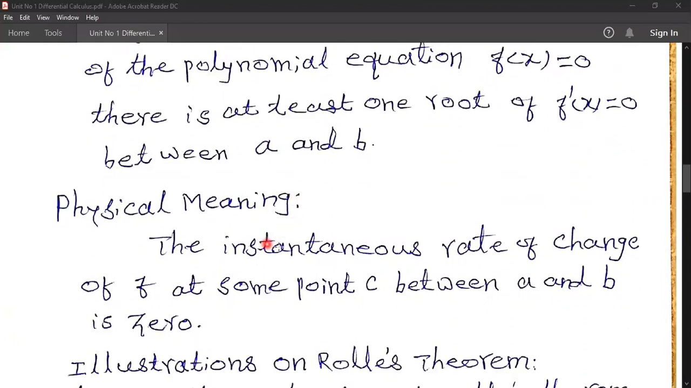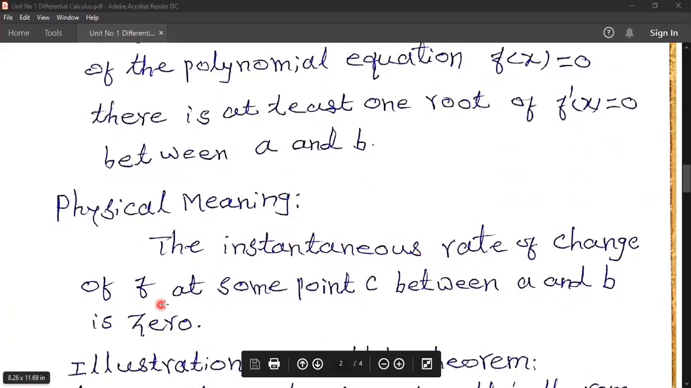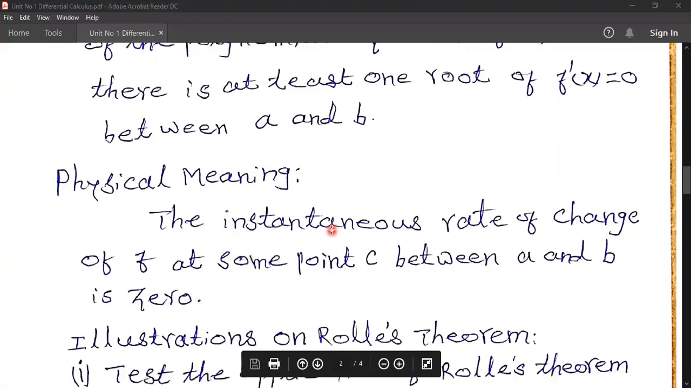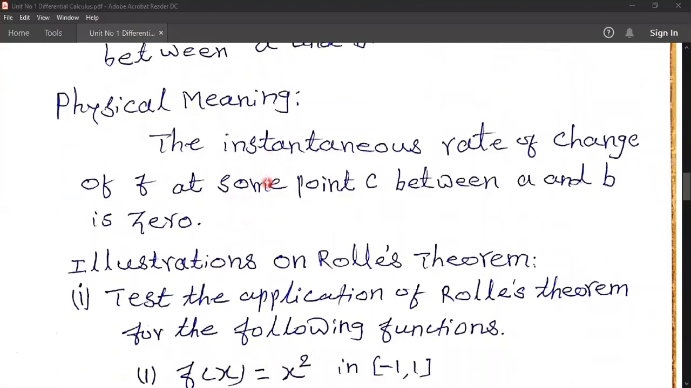The instantaneous rate of change of f at some point c between A and B is 0. So this may be applied when you go for finding either the velocities or the accelerations of moving points at any instantaneous time. Therefore, this becomes the physical interpretation of Rolle's theorem. Then we'll see some illustrations, that is, the examples on Rolle's theorem.